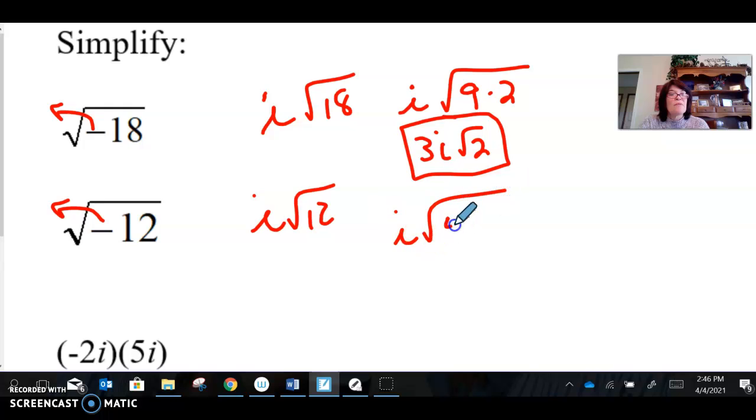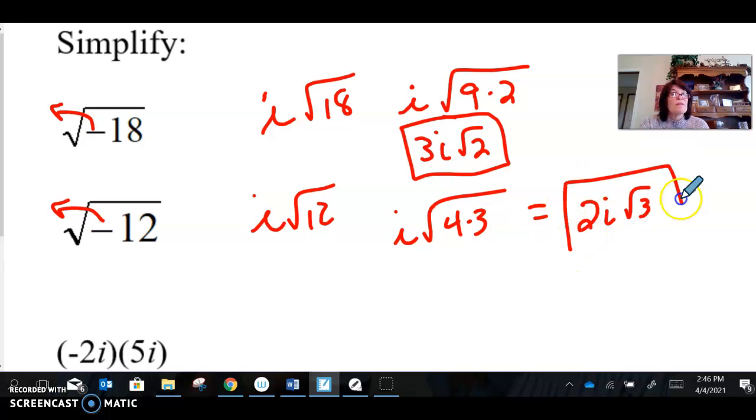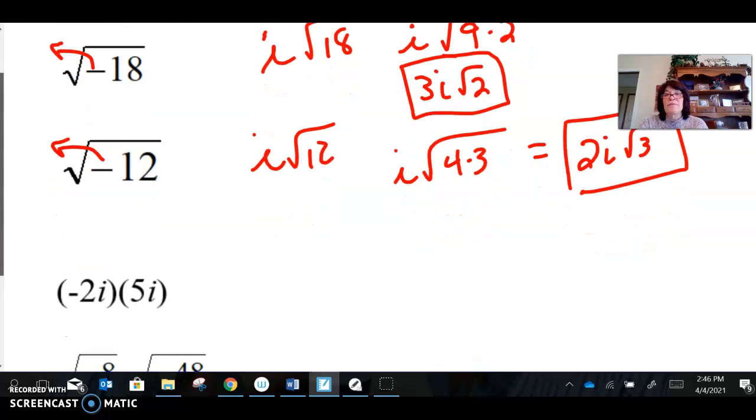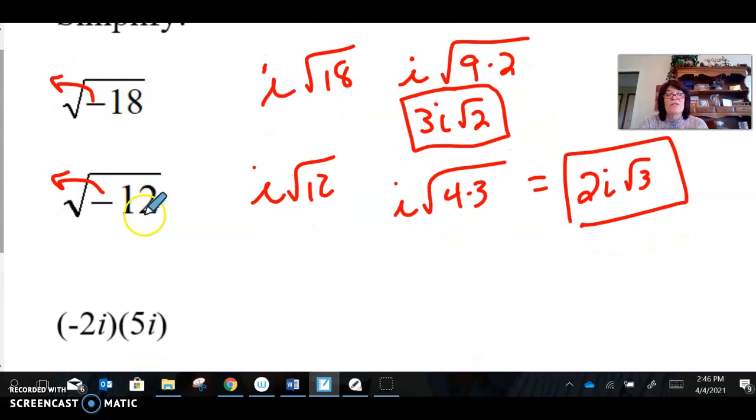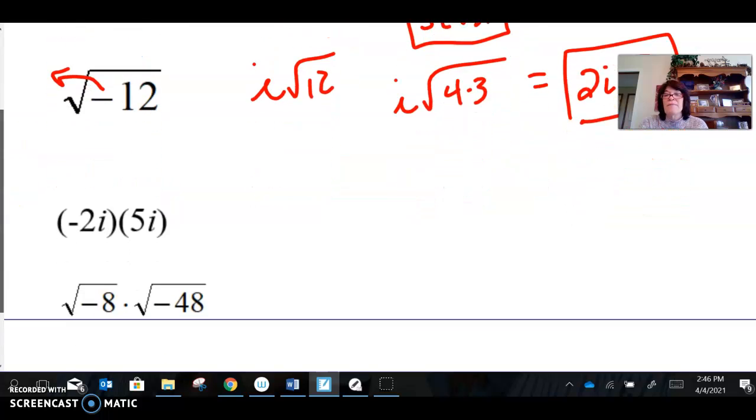12 is 4 times 3. I can take the square root of 4. The square root of 4 is 2. So simplified, this would be 2i square root of 3. Okay, so we're simplifying these just like we always have, just with this extra step with the i.